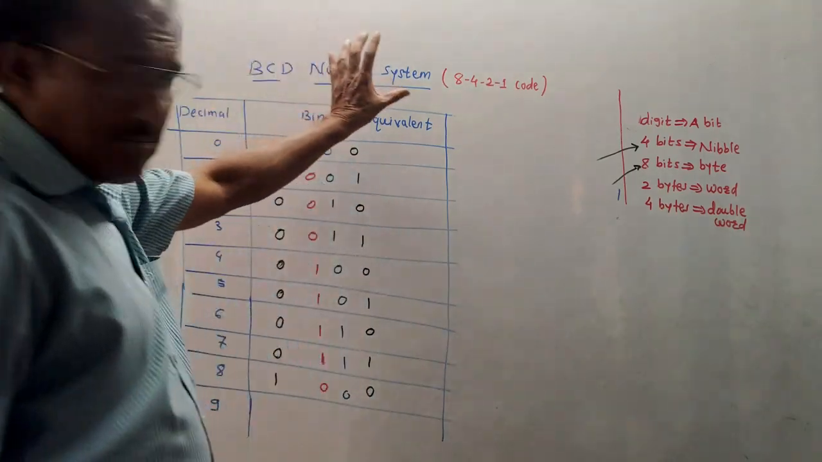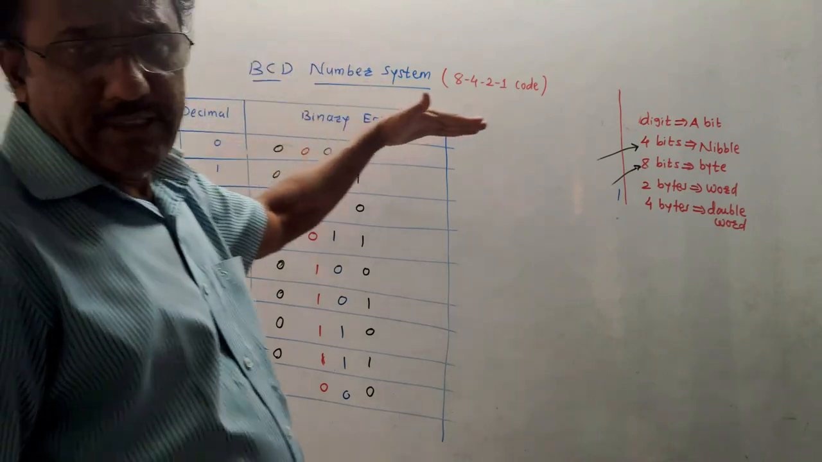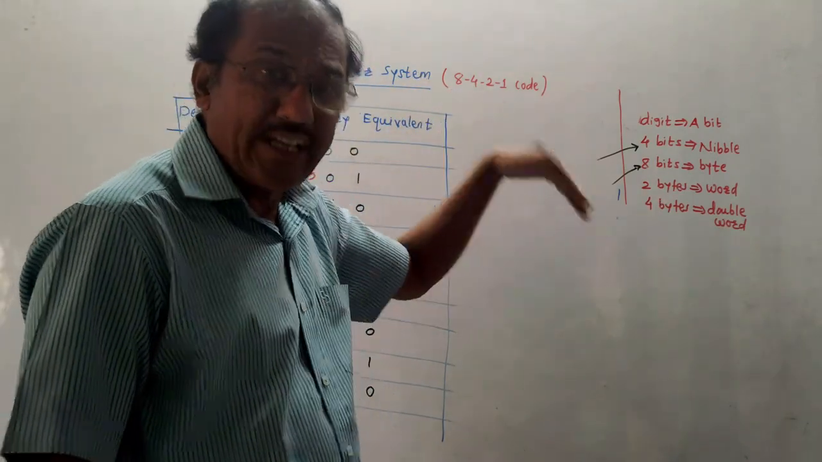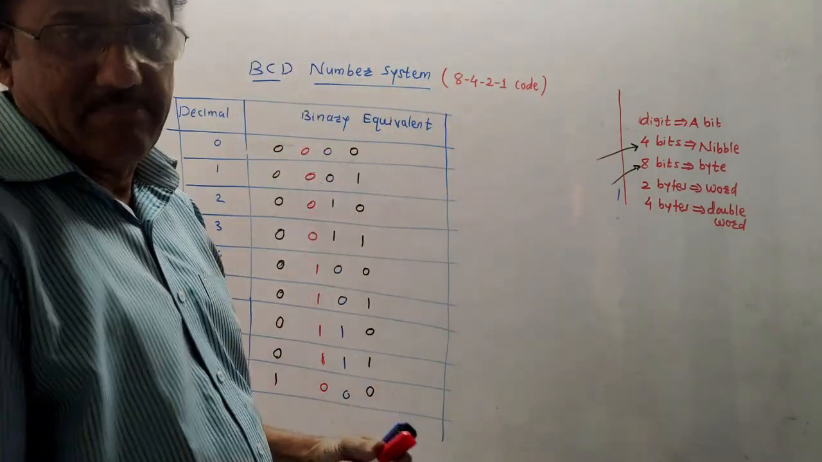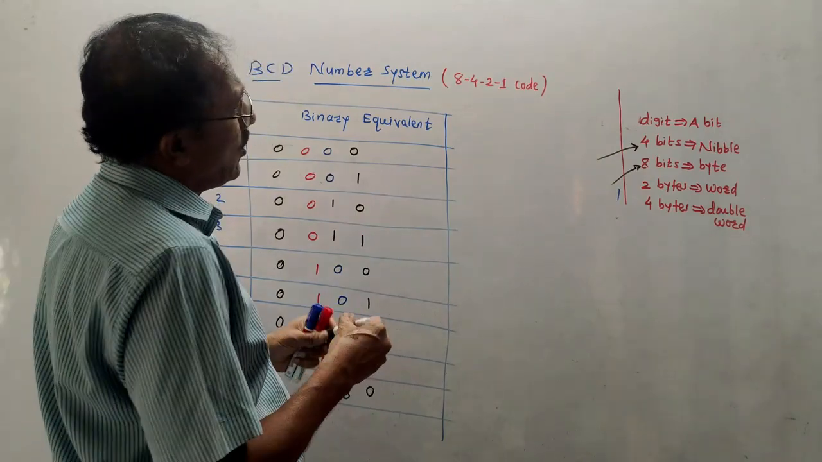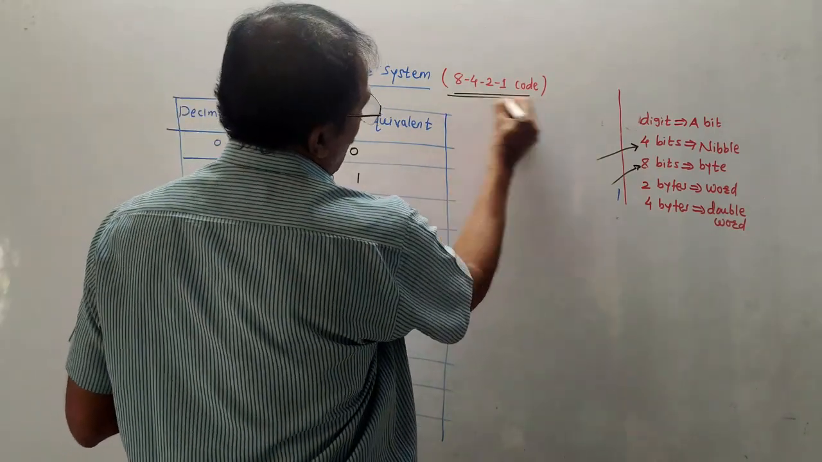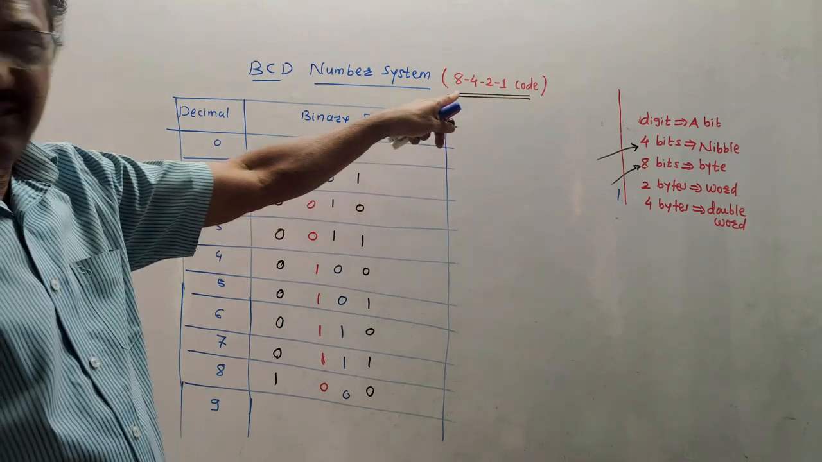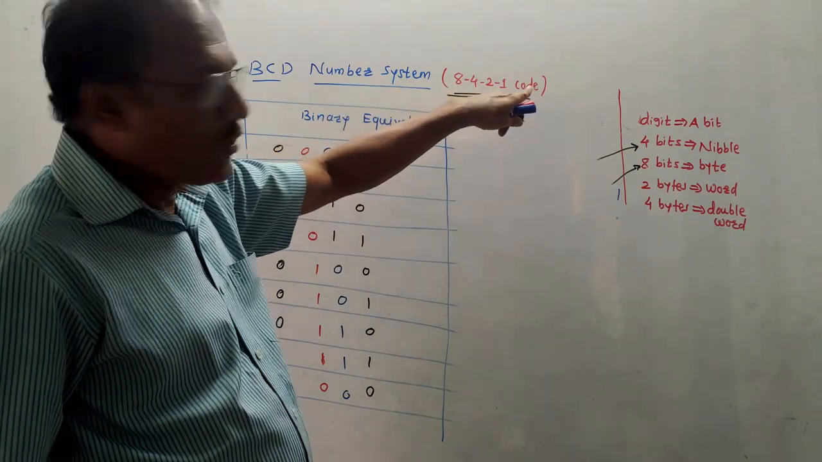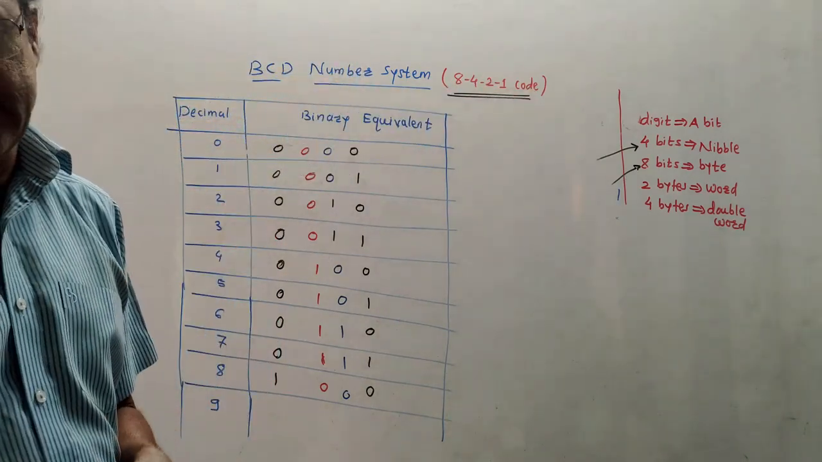Next is BCD number system. Actually, it is not a new number system. It is the part of or extension of binary number system. This system is also known as 8421 code. Do remember this thing. 8421 code is also a BCD number system.